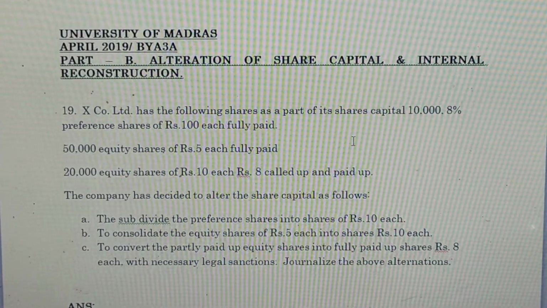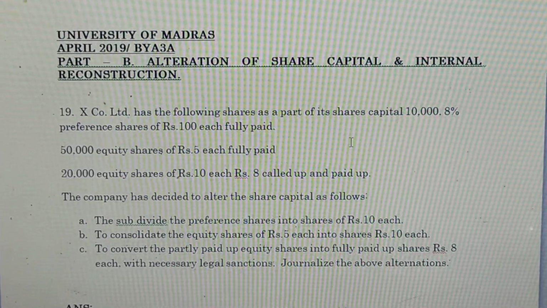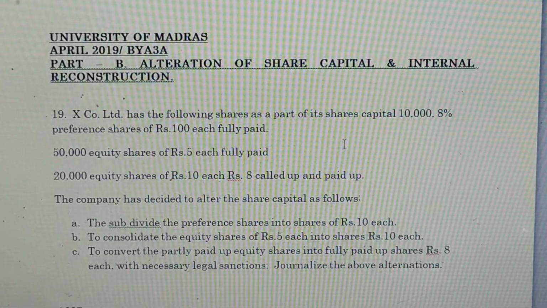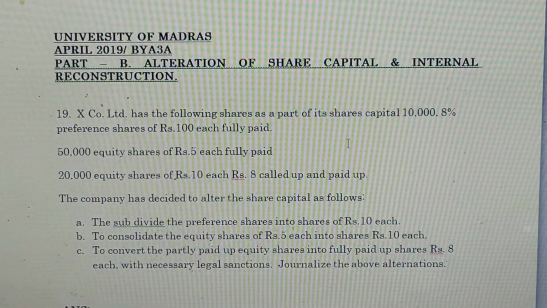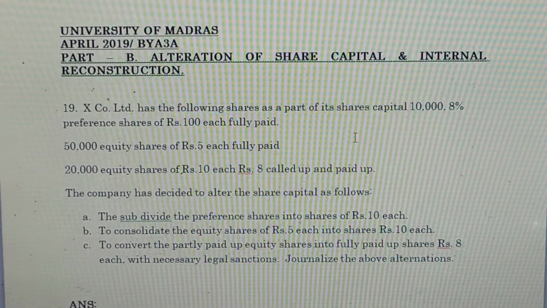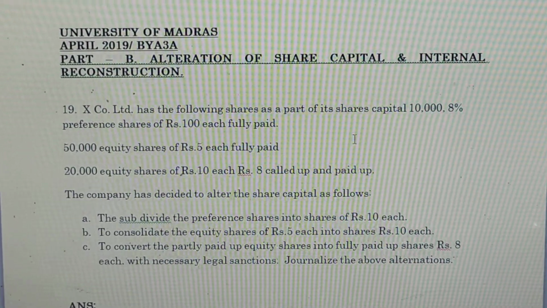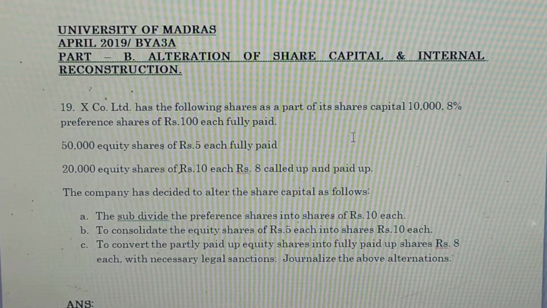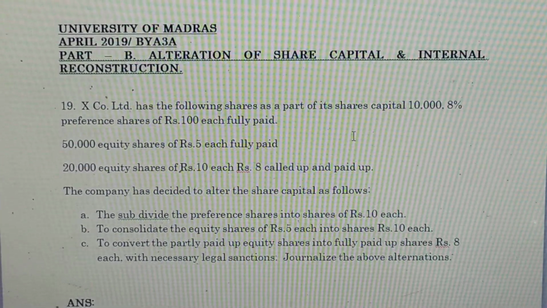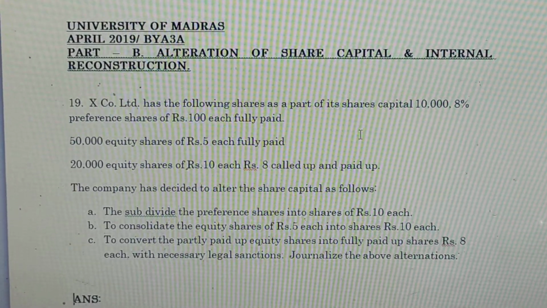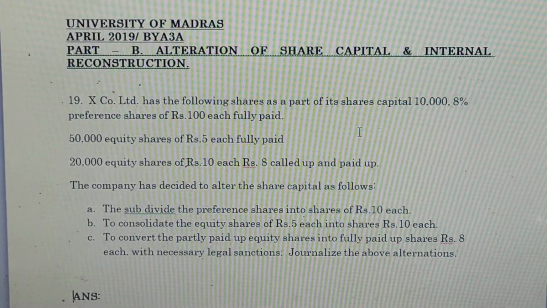X Company Limited has the following shares as a part of its share capital: 10,000 8% preference shares of rupees 100 each fully paid, 50,000 equity shares of rupees 5 each fully paid, 20,000 equity shares of rupees 10 each, rupees 8 called up and paid up. The company has decided to alter the share capital as follows.